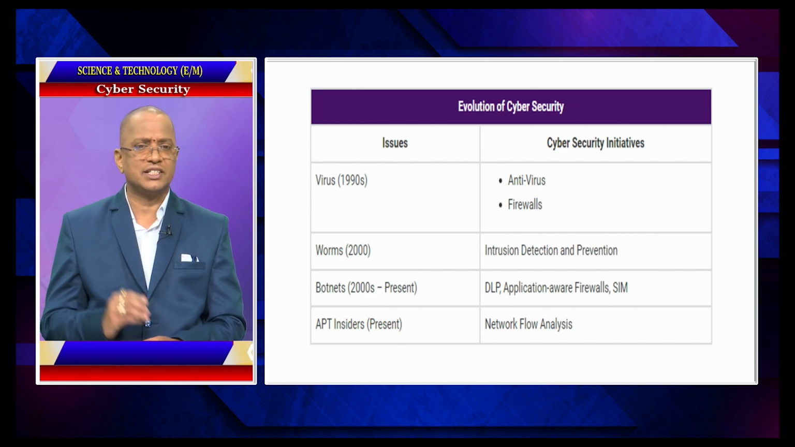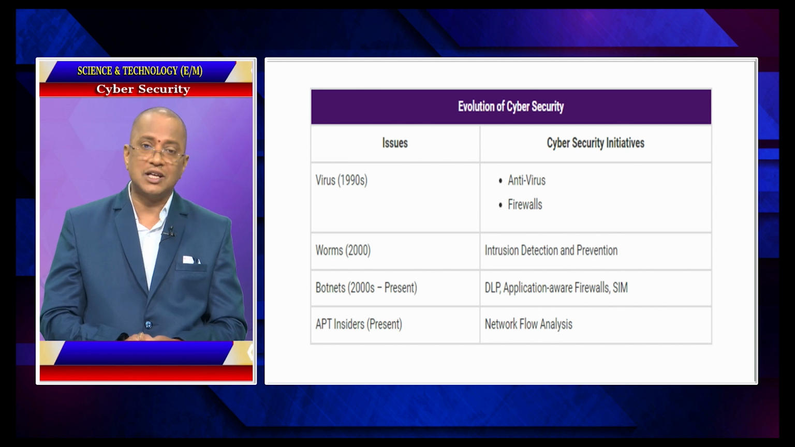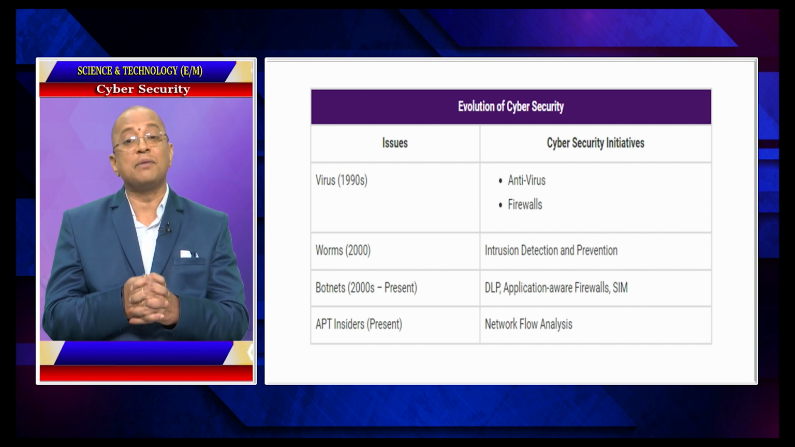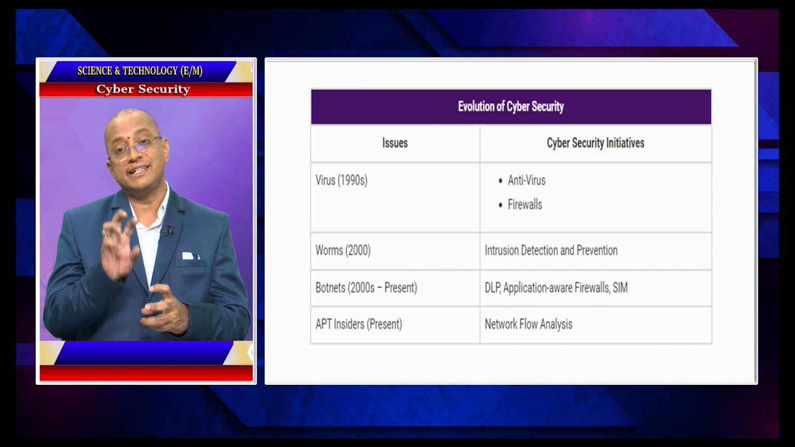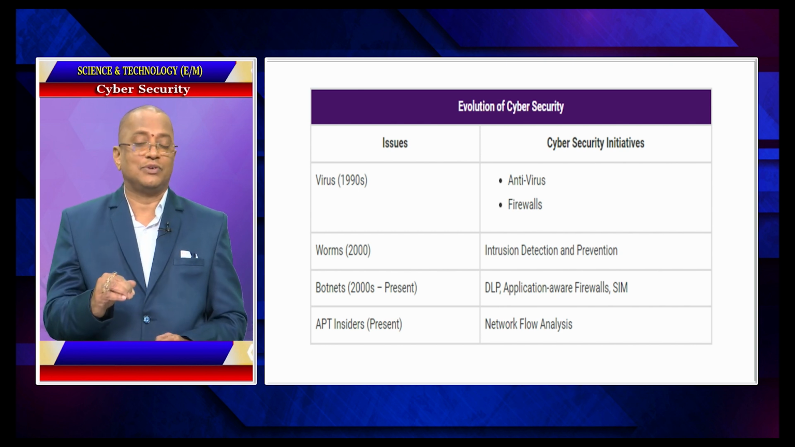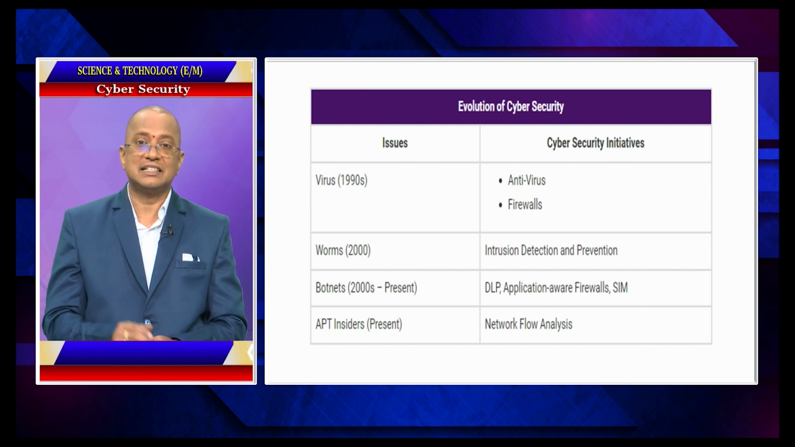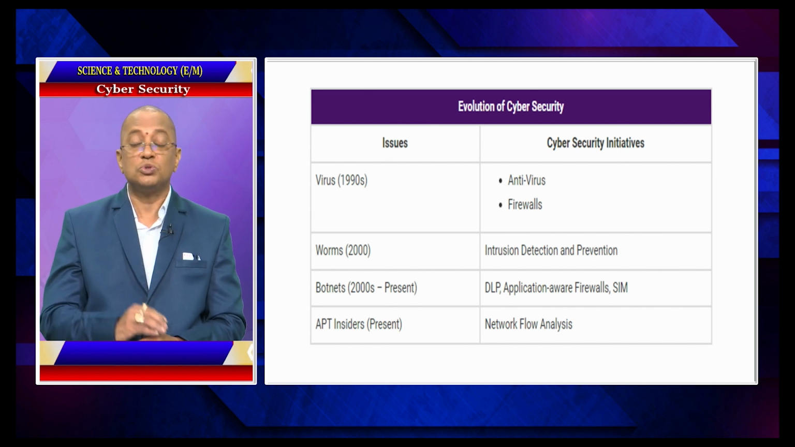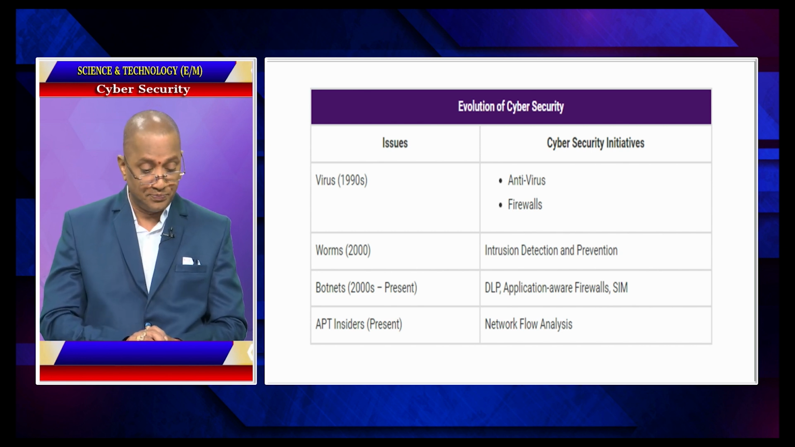It continued. In 2000, the worms came. The cybersecurity initiative for worms is introduction, detection, and prevention. So we have to detect and we have to prevent those worms. That's the cybersecurity initiative for worms, which was actually initiated from 2000 onwards.